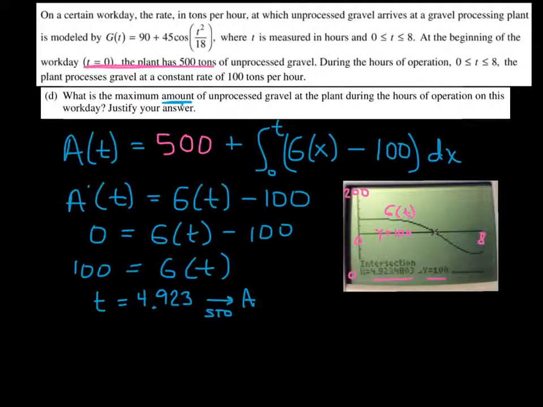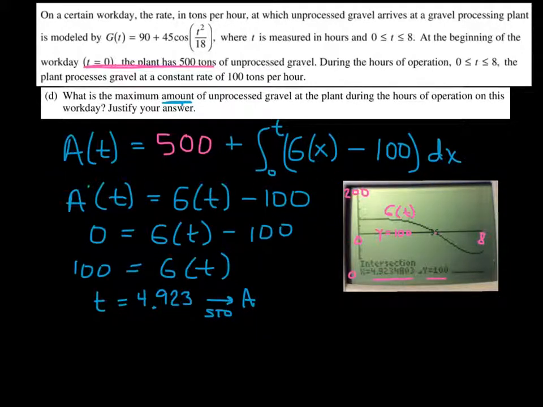Now what do we need to do with it? Well, if I'm finding the absolute maximum amount of gravel, I need to do a closed interval test with the values t equals 0, t equals 8, and my only critical value I found was that 4.923. So the next thing I'm going to do is that closed interval test with this function that I just wrote.